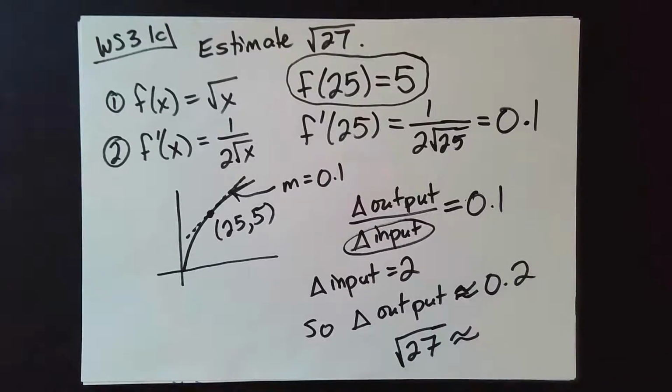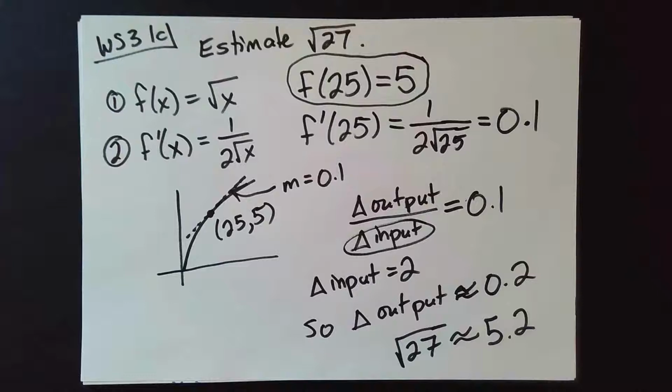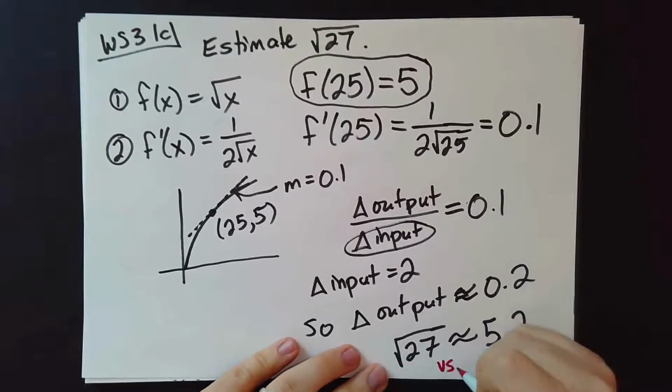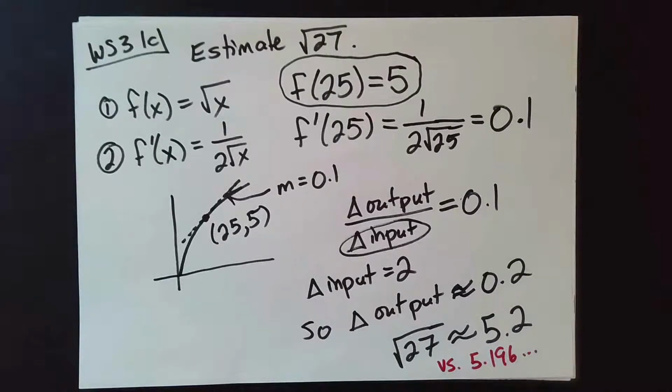And what that means is that we're going to estimate that the square root of 27 is going to be about 5.2. Now, if you enjoy as much as I do the part where we compare that to the actual value, the actual square root is something like 5.196. So we were within 4 thousandths of the answer.